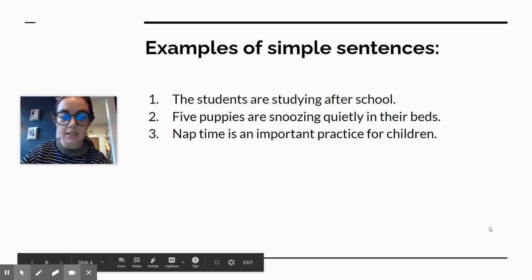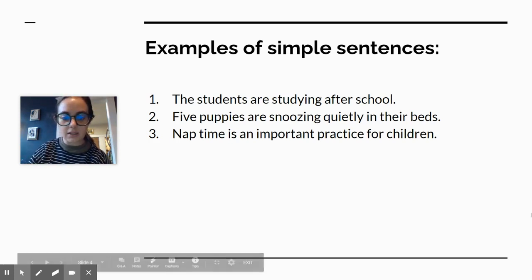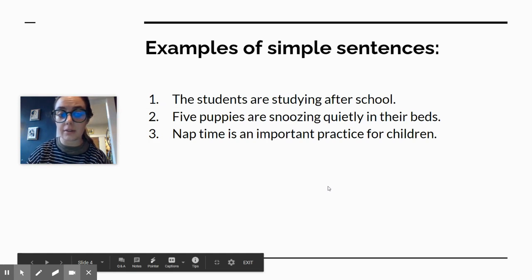So I want to give you 3 examples of simple sentences right here. The first one is the students are studying after school. The second one is 5 puppies are snoozing quietly in their beds. And the third one is nap time is an important practice for children. So you might already be thinking to yourself, okay, I think I know what the topic is for each of these sentences and what the comment is for each of these sentences. So let's go ahead and look at these sentences broken down a little bit further.